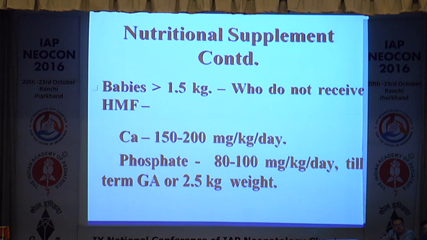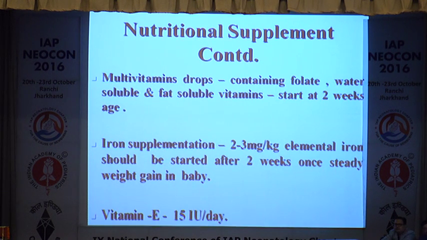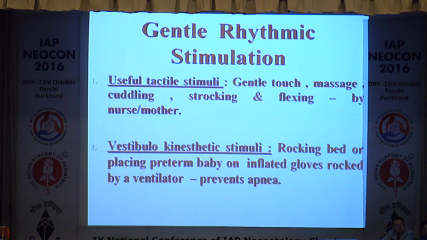Many calcium preparations don't have phosphate. In some preparations both are present in a 2:1 ratio, so that preparation should be preferred. Multivitamins ideally should be started from 2 weeks of age, and iron 2 to 3 milligram per kg from 2 weeks once steady weight gain has started, and vitamin A 15 milligram per day should be started. Then there is gentle rhythmic stimulation. These are the things. Only 2 minutes left.